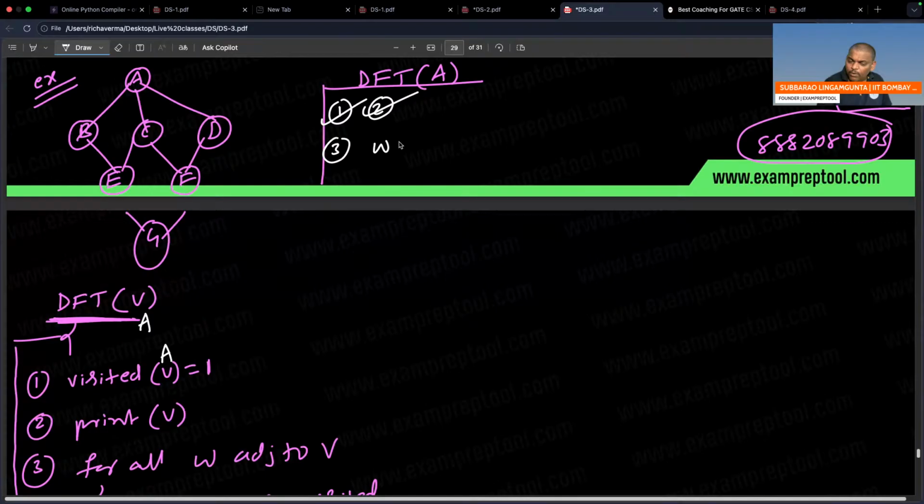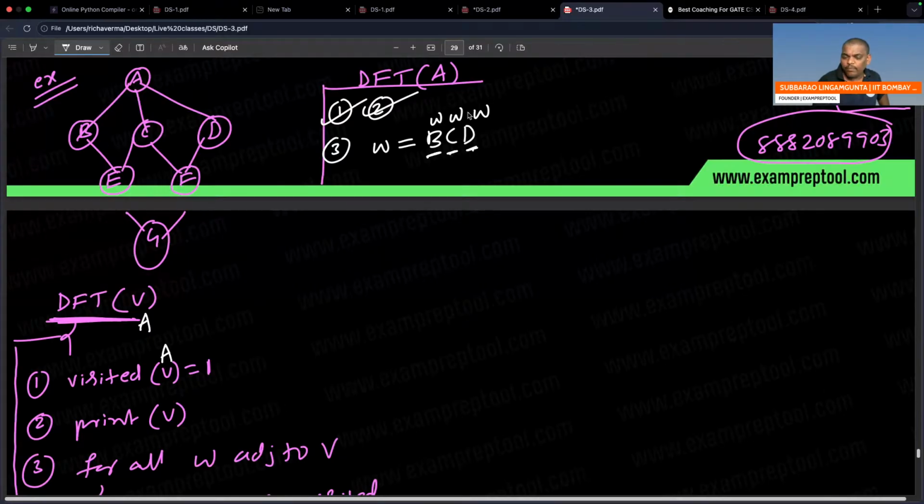Remember, W is equal to all adjacent of A: B, C, D. Remember, the for loop is going. The third step is the for loop. This third step will run 3 times because there are 3 adjacent vertices. First W is this, second W is this, third W is this. Adjacent to A is B, C, D.